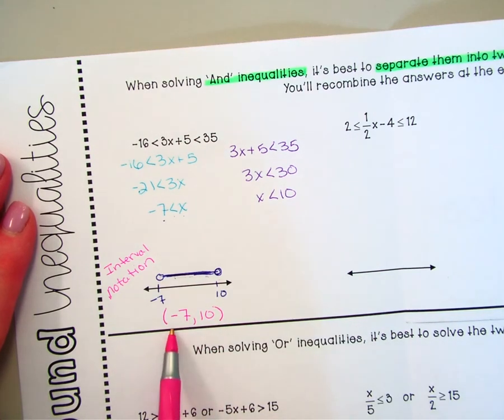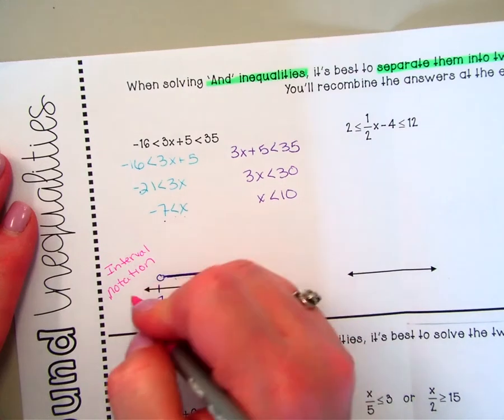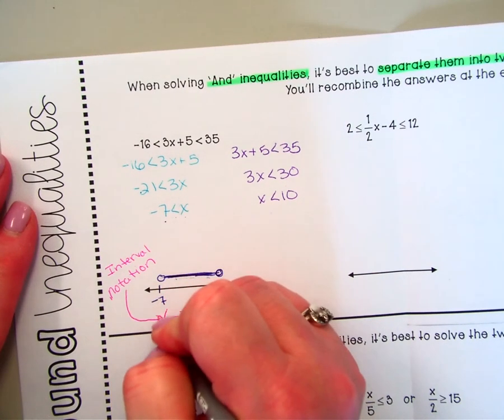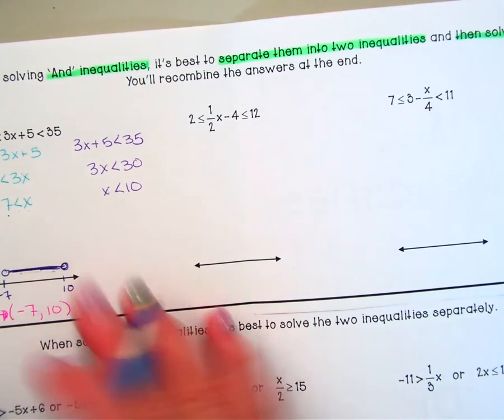So this is saying in interval notation, open circle on negative 7, and then it's going all the way up to the 10 with an open circle at 10. So it's not including negative 7 and 10, but it goes from those two numbers. That's what our interval notation is. Again, it's just a way of being able to write it. Let's try our next one.